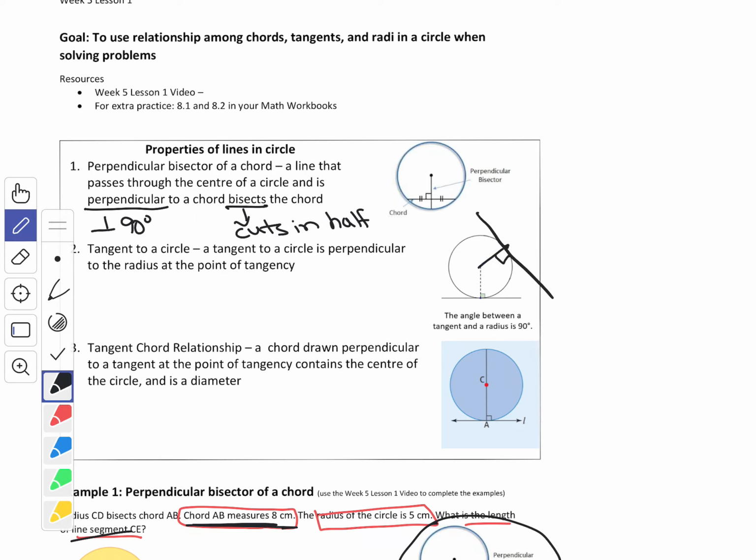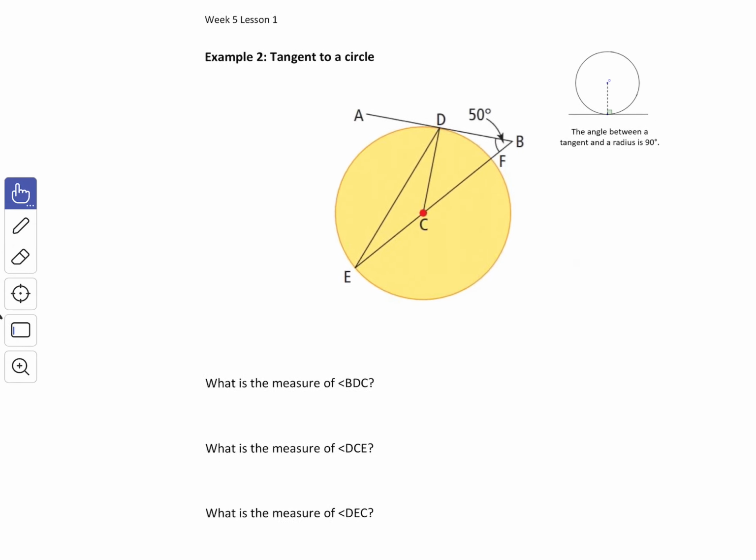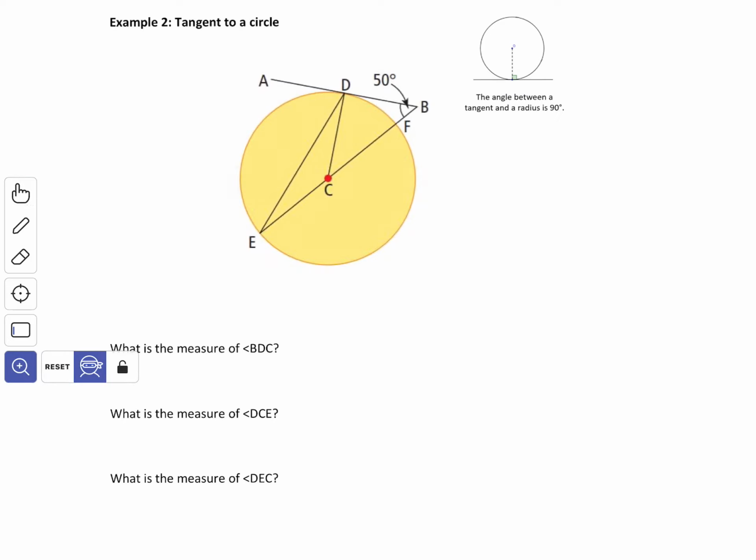Let's say this is a point of tangency and this is our tangent line. If you draw a radius right here, this is also going to form a 90 degree angle. So the radius of a circle and a tangent line to the circle always form a 90 degree angle. Now, knowing this, let's try a question on this side.